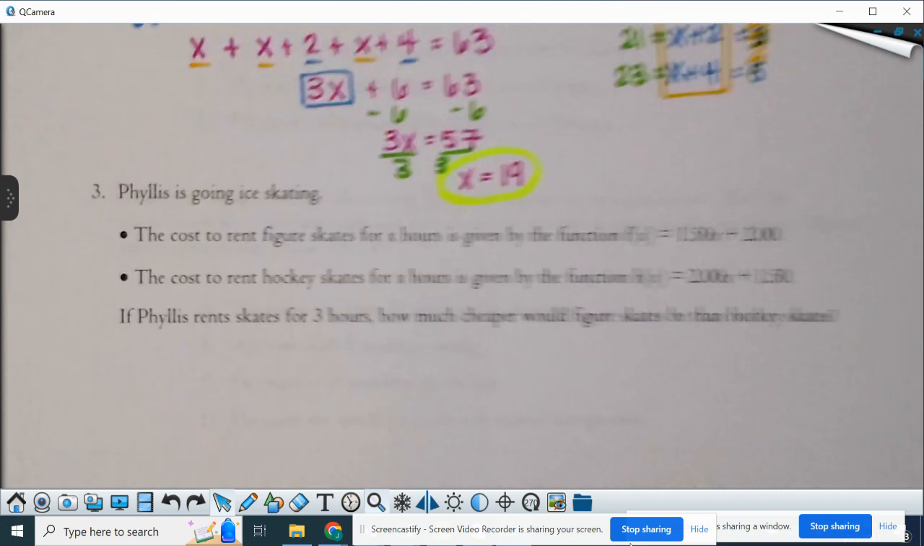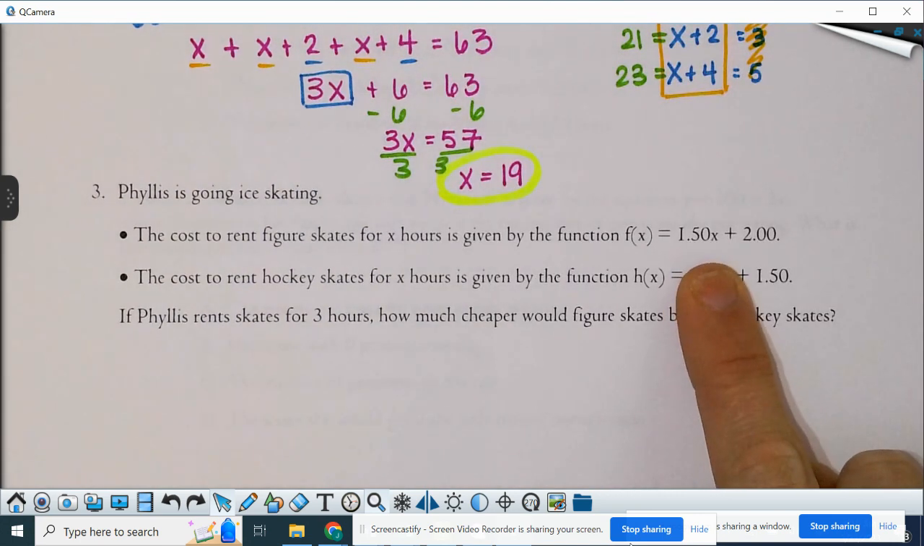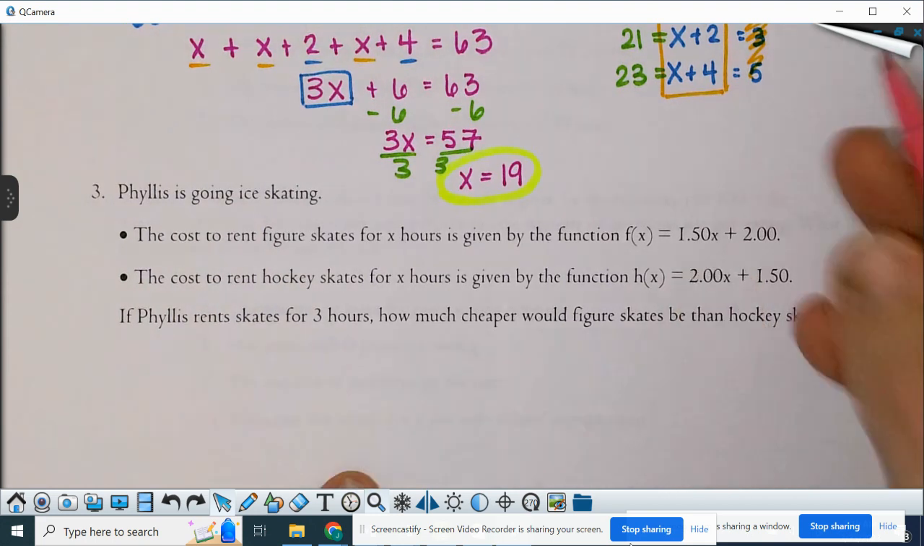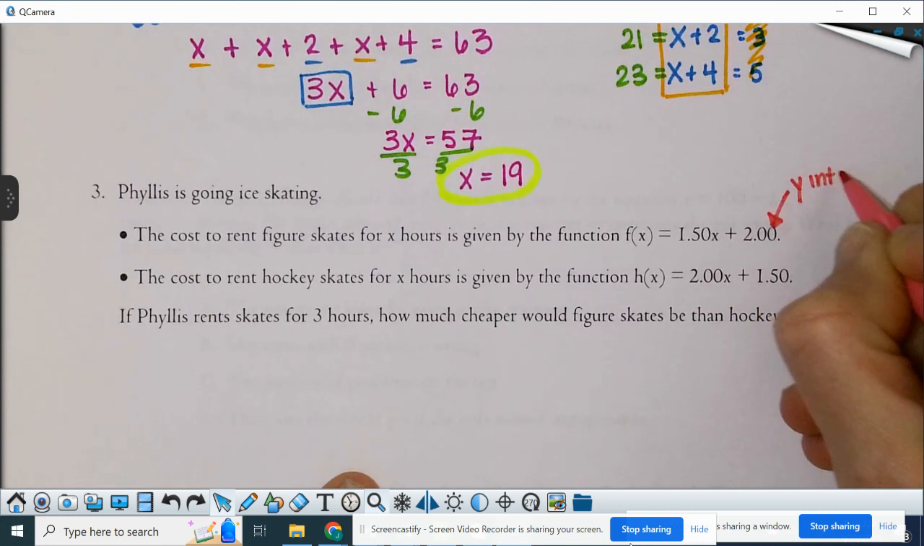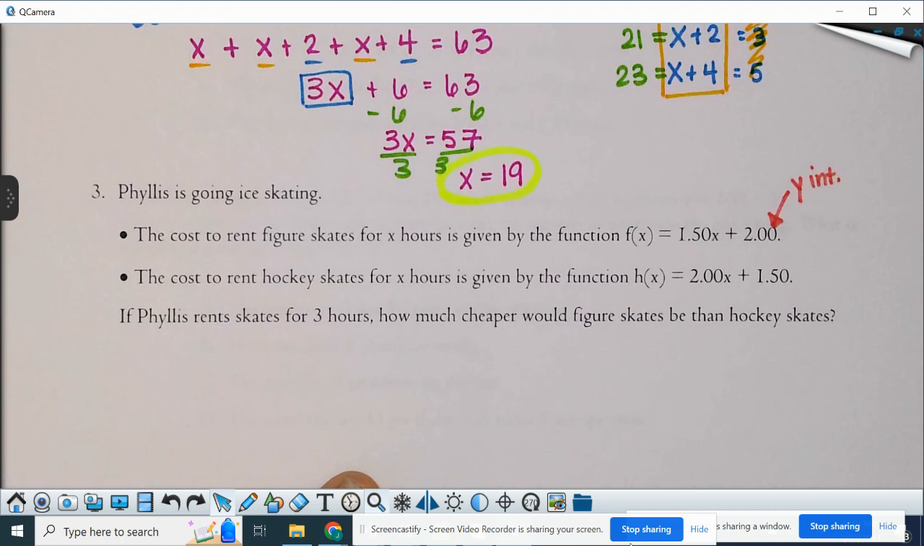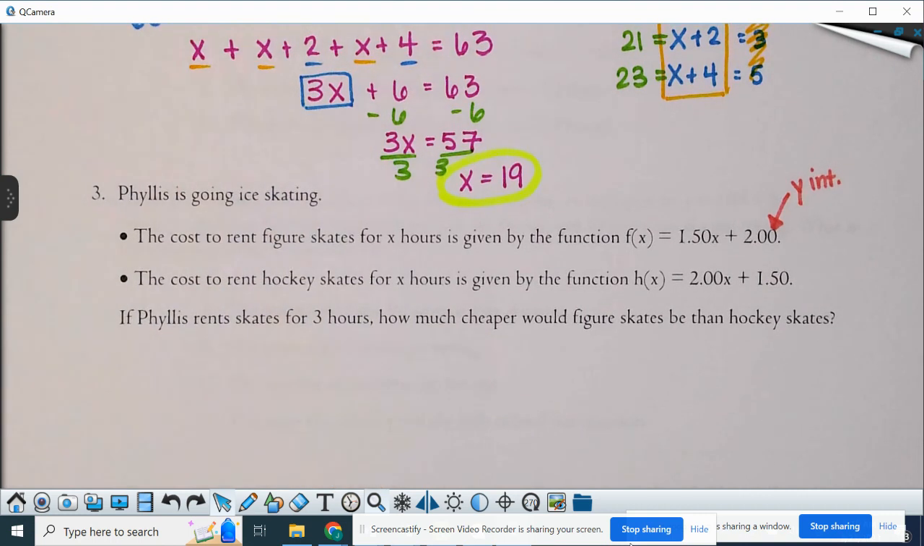Looking at the $1.50x plus $2, what is my y-intercept or my starting rate in this equation? Yes, the initial amount is $2. So this is my y-intercept, the initial amount. That means no matter what, when you walk in the door to get figure skates, you are going to pay $2. No matter what. Then I have $1.50.